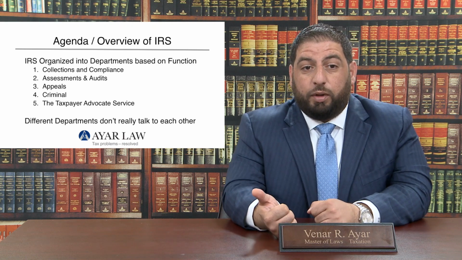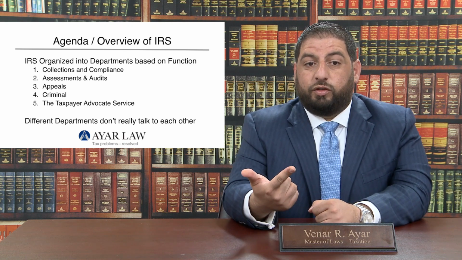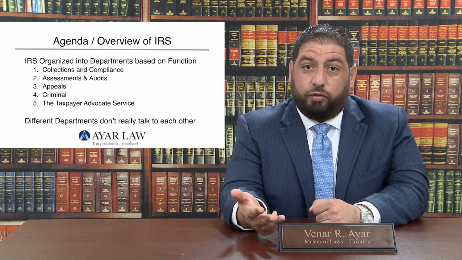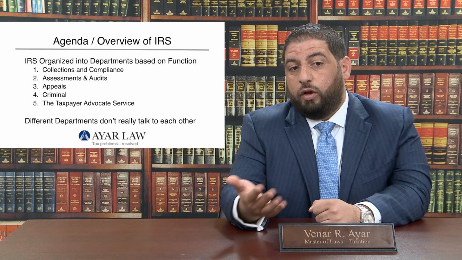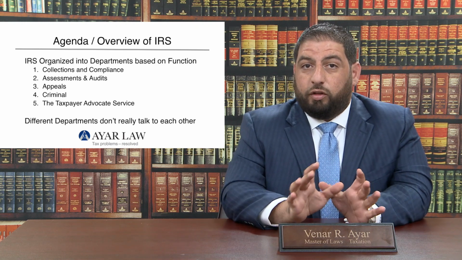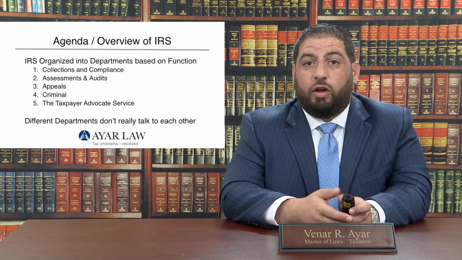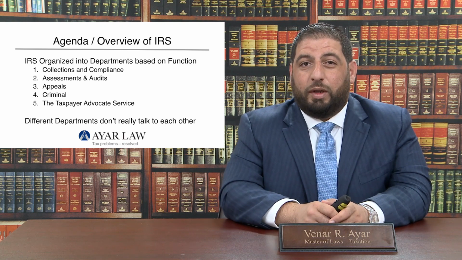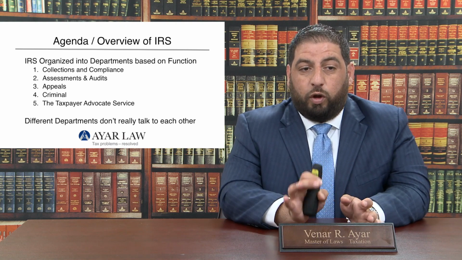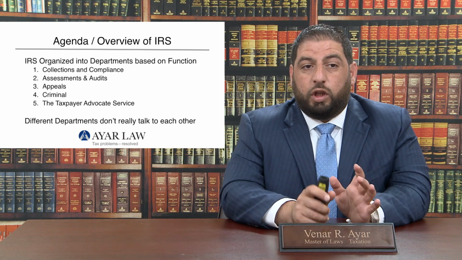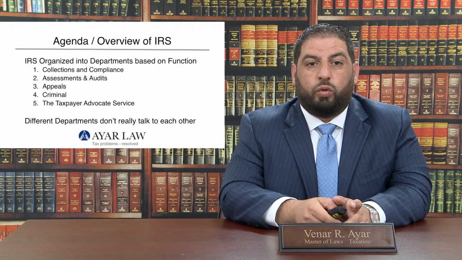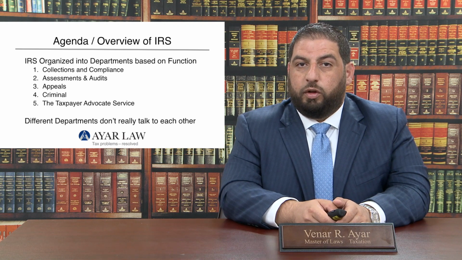One is collections and compliance. The other one is assessments and audits. And then you have appeals. And then you have the criminal division. And then you have what's called the taxpayer advocate service. Now, these are the 5 different functions, 5 different sections of the IRS. They don't really do that good of a job at talking to each other, so it's important to keep in mind when you're dealing with the IRS. First question to find out is who you're dealing with and what kind of case it is, because each has different sets of rules and responsibilities.